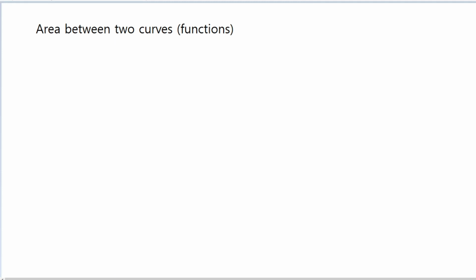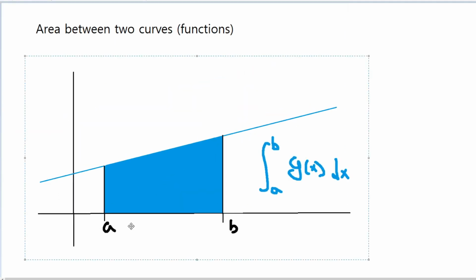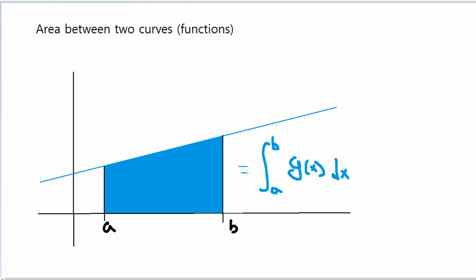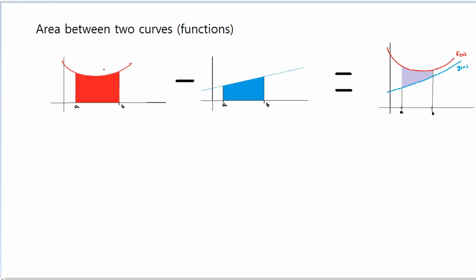Now we have f of x. Let's take a look at g of x. We have a definite integral from a to b of this function called g of x, which is equal to the area under that line. Now we know what this area is equal to. We know that this area is equal to the integral from a to b of f of x. And this is the integral from a to b of g of x.